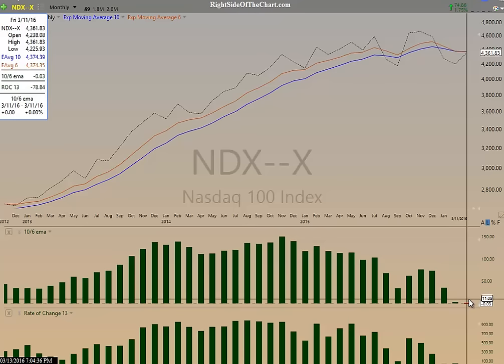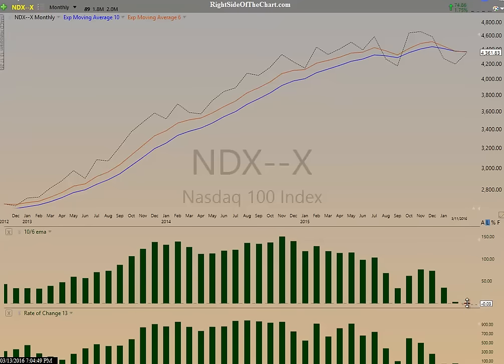And again, this is a monthly indicator. I'm back on my monthly time frame, but for the first time, at least at this point, we're seeing both the 10-6 EMA pair and the ROC13 on sell signals in bearish territory. They don't count until we see a March 31st close. You can look at the Nasdaq 100 backtesting that pair as they're crossing right here.